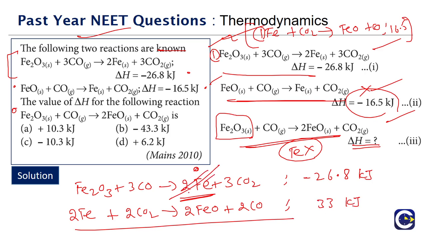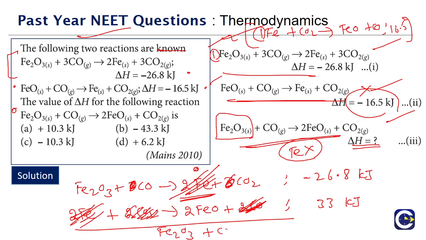Now if we add these two equations, Fe cancels. Here 2CO comes and there 3CO, so we will have just 1CO. Here 2CO2 comes and there 3CO2, so we will have just 1CO2 on the product side. What is the final expression?